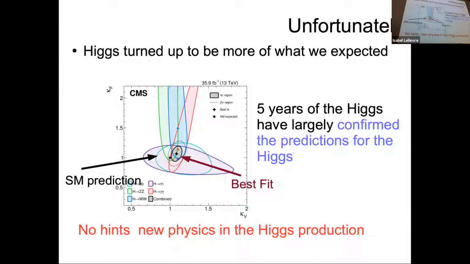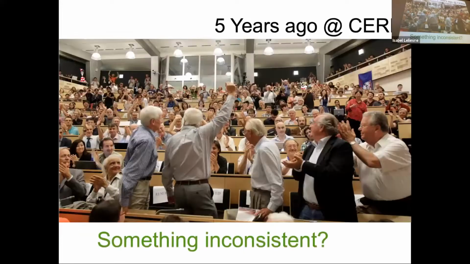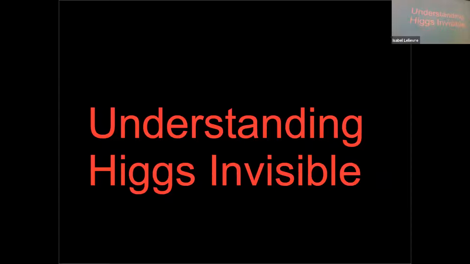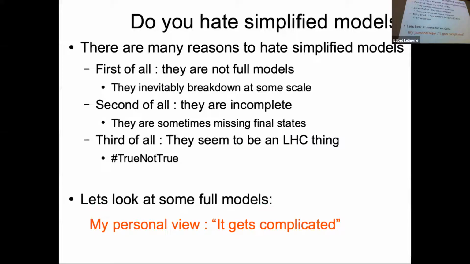And there have really not been many hints of new physics for the Higgs, but this tells us a lot about dark matter. And I want to explain how it does that, particularly through the Higgs to invisible. The point of this is actually to go beyond the simplified models. A lot of people don't like these simplified models, and there are a lot of good reasons.